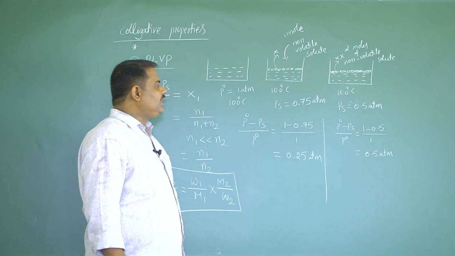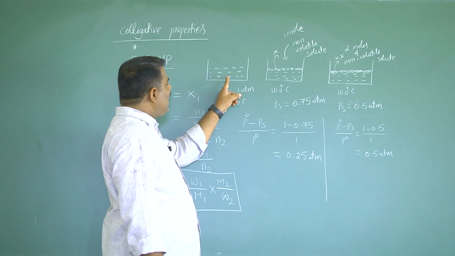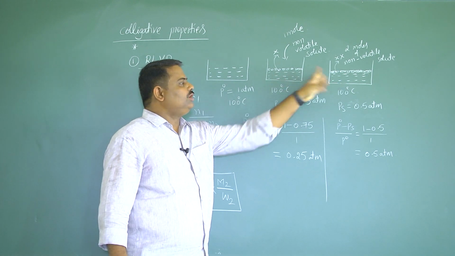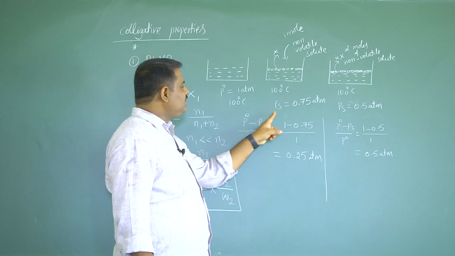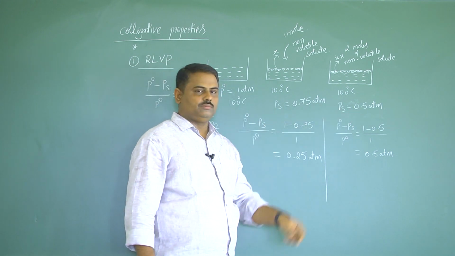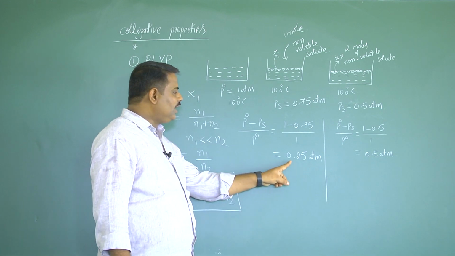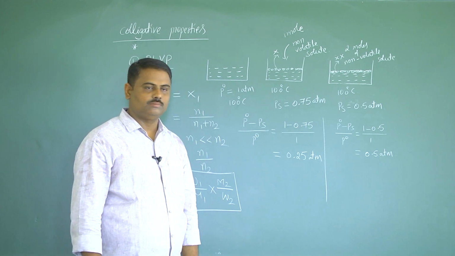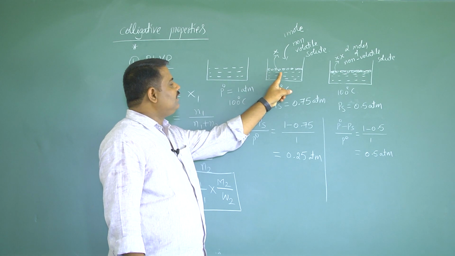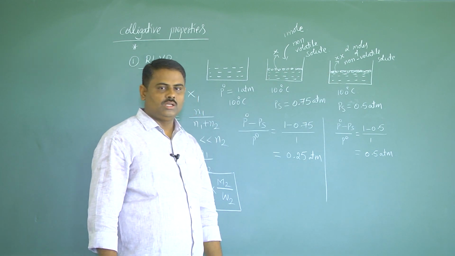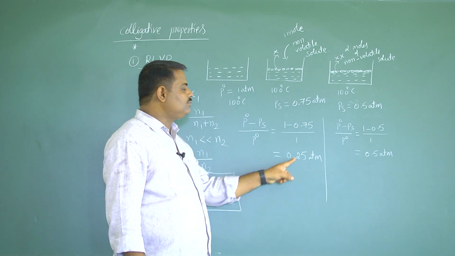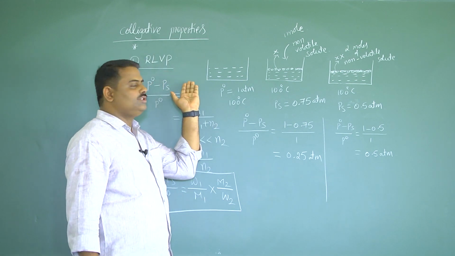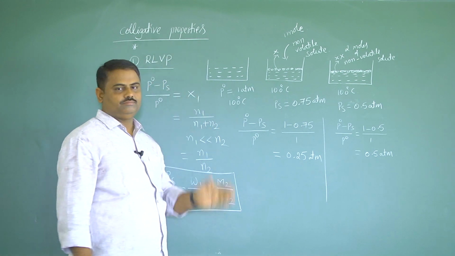Now here you have to identify a condition. As you are increasing the amount of solute in the solution, vapor pressure of solution decreases, but relative lowering of vapor pressure increases. That means as number of particles of solute increases, relative lowering of vapor pressure also increases. Now that's why RLVP is called a colligative property.